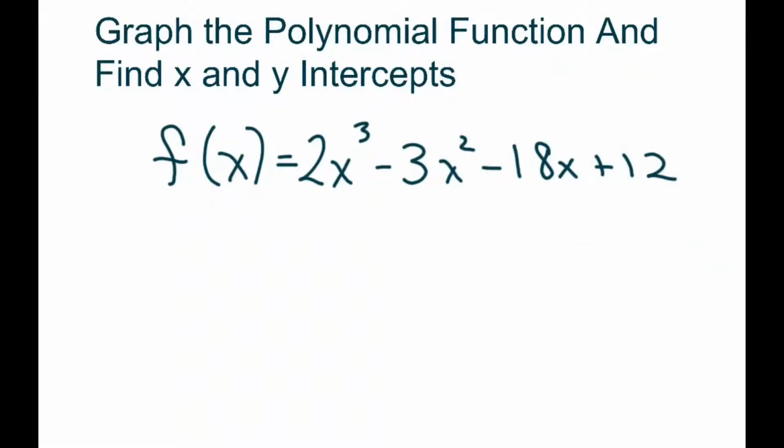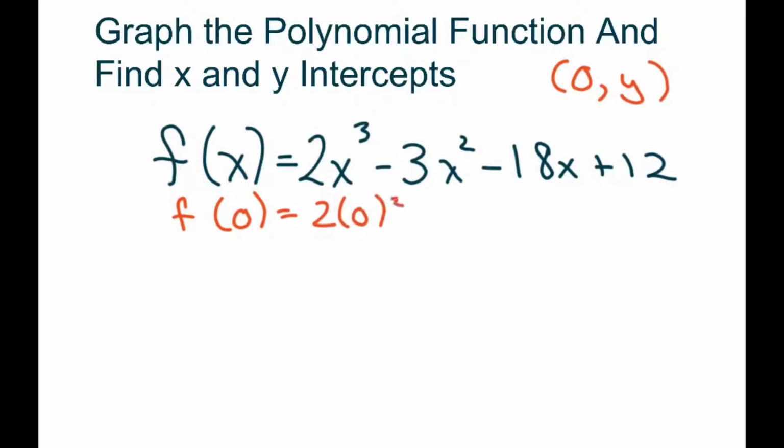Hi everyone, we're going to sketch a graph of the polynomial function by using the x and y intercepts and also the end behavior of the polynomial. In order to find the y-intercept, that is when x is 0. So I'm just going to plug in 0 everywhere there's an x.